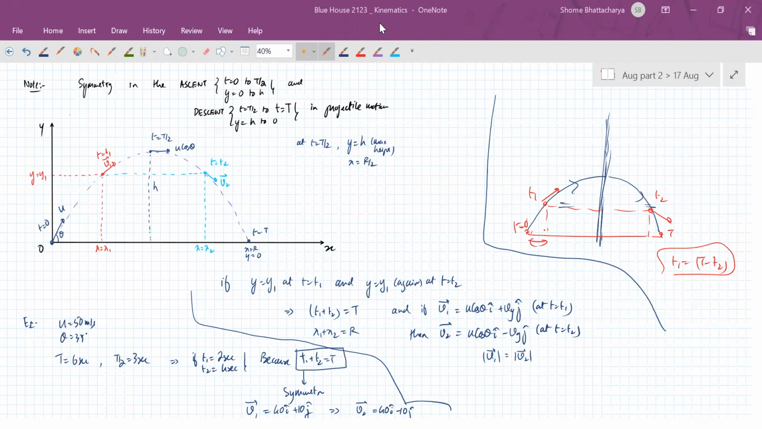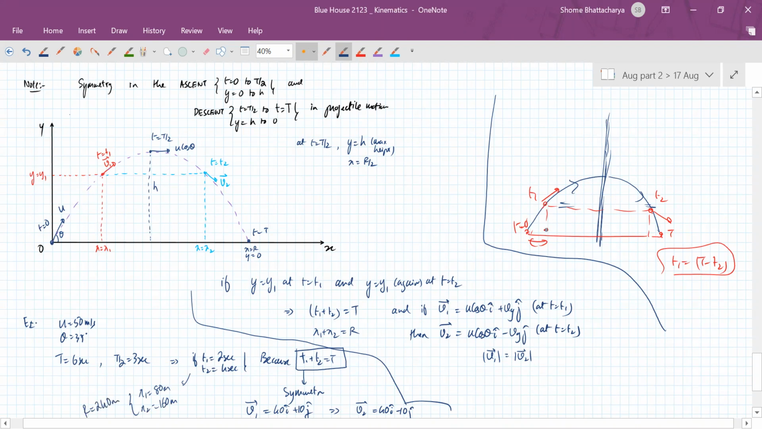Sir, yes, beta. Can you explain how you wrote x1 plus x2 is equal to R? Yeah, that also I'll explain. See, it was happening here also, no? What was the x coordinate at this time, 2 seconds? Remember, it was 80 meters, right? And what was the x coordinate at 4 seconds? It was 160 meters. And you can see that the range was 240 meters.